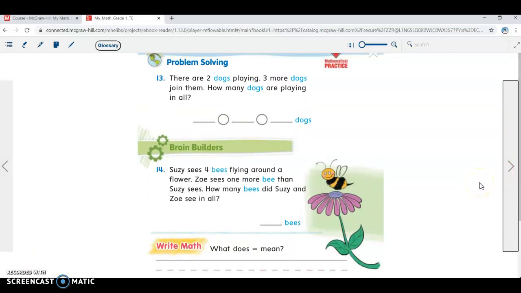Again, make sure that you, after you write it on paper, you can either take a picture of it or video it and upload it, and your teacher will be able to see your work. If you have any questions, please let us know.